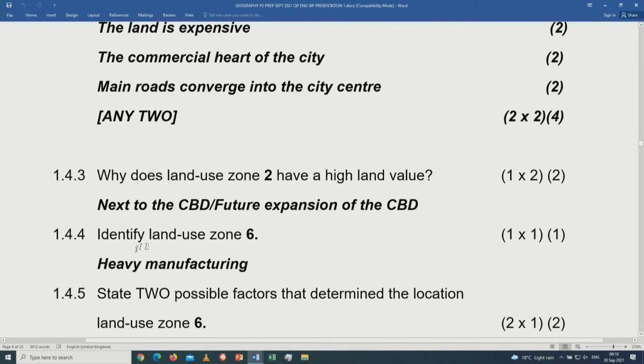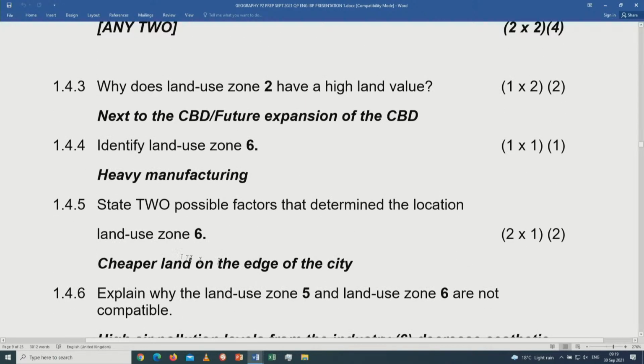1.4.4, identify land use zone at 6. So the land zone at 6, remember, it was heavy industry. What is given in the model there? It is given that it is heavy manufacturing. 1 mark for that. 1.4.5, state 2 possible factors that determine the location of land use zone at 6. You find that for the mere fact that it is a heavy industry, the land is cheap there, and again, this land use zone at 6 is found on the edge of the city. So you allocate 2 marks for that.